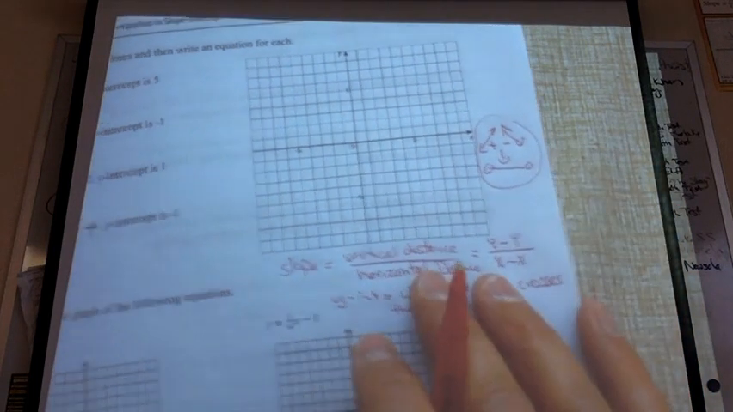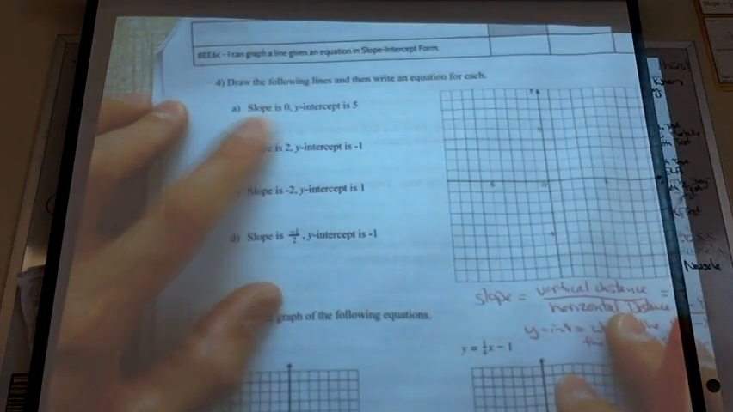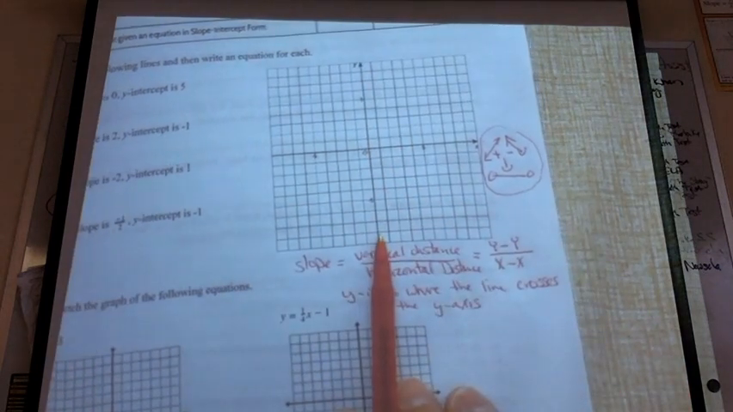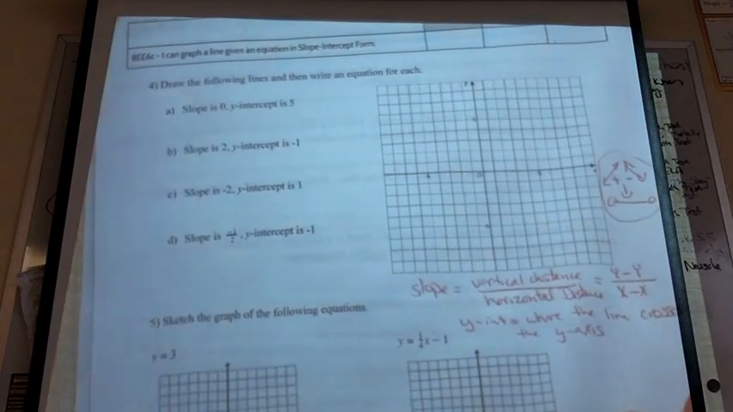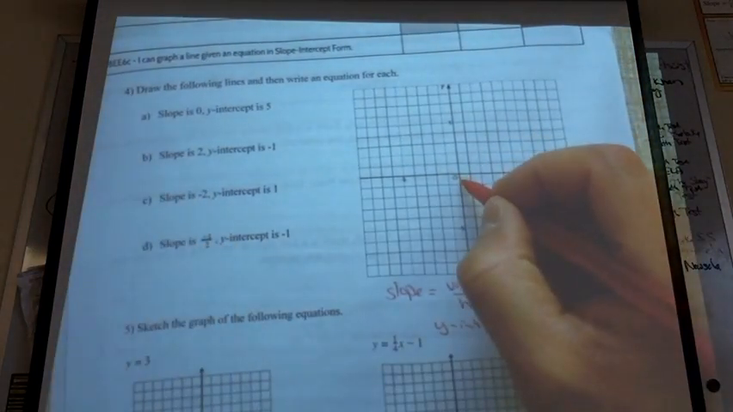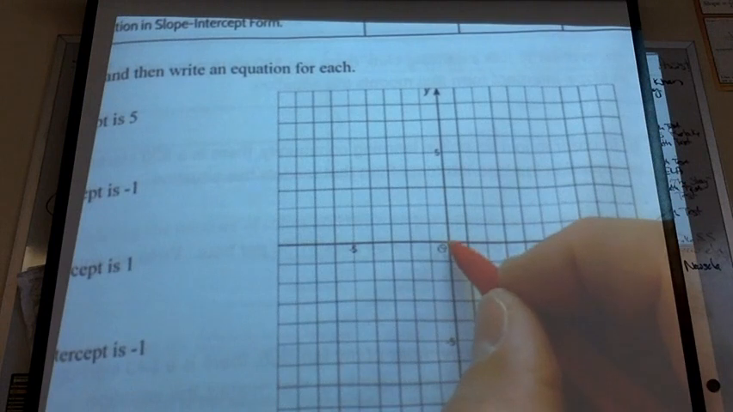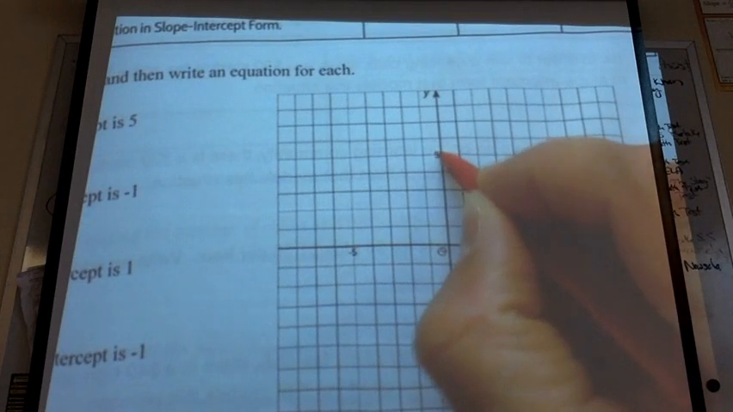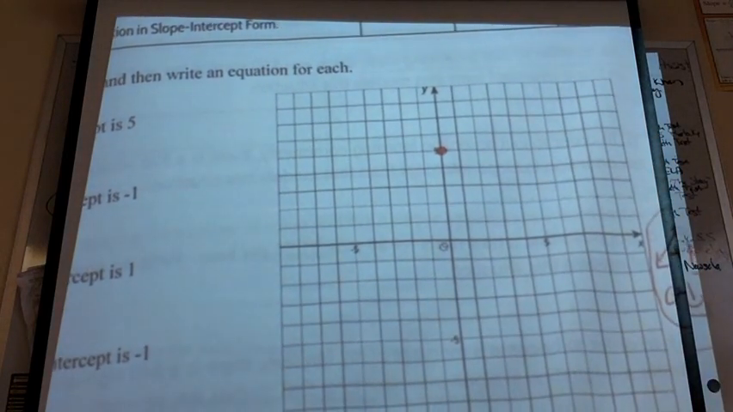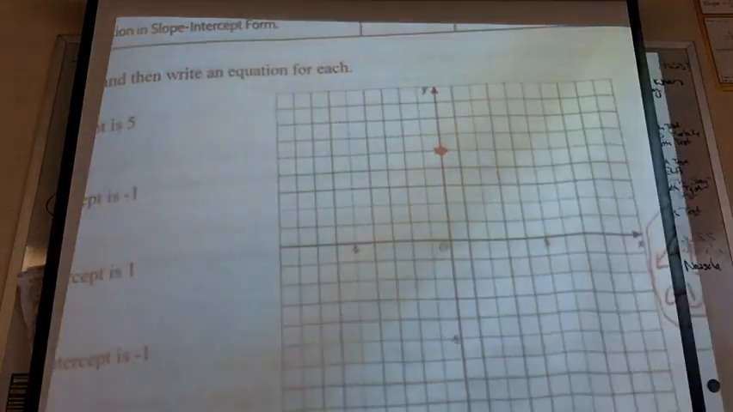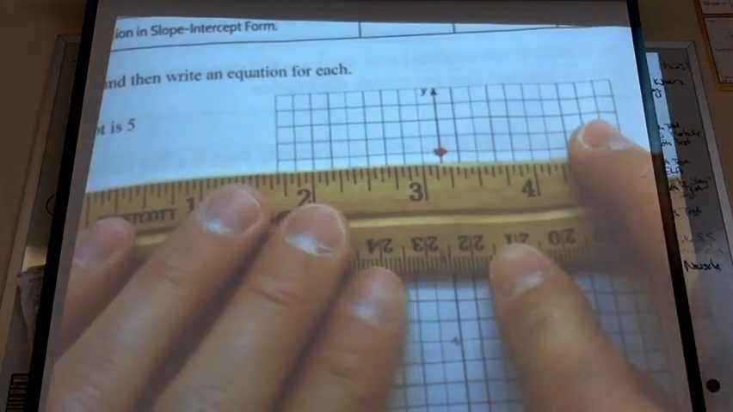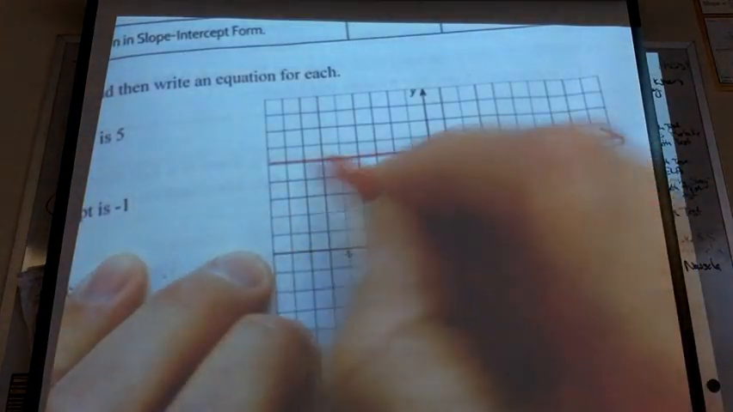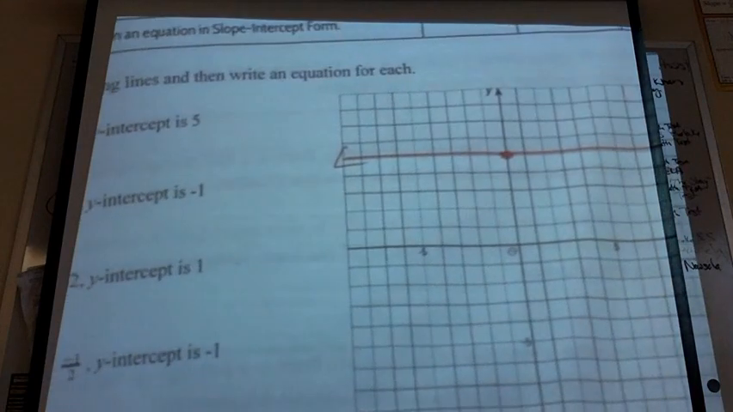So if our slope in letter A is 0, our line should look flat. It's going to cross our y-axis. It says our y-intercept is 5, so it means it's going to cross our y-axis at positive 5. So here's our origin, and it's going to cross at 5. So up 5. 1, 2, 3, 4, 5. It's going to cross this line at that point. So it has to be a horizontal line going through at positive 5. Our line is going to look just like that, a horizontal line. And I'm going to label this one A.